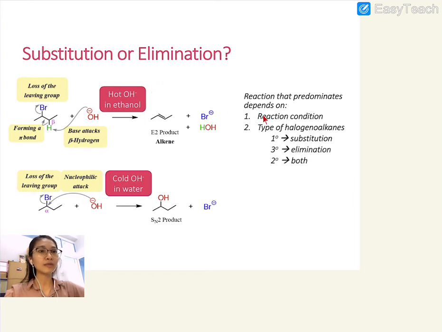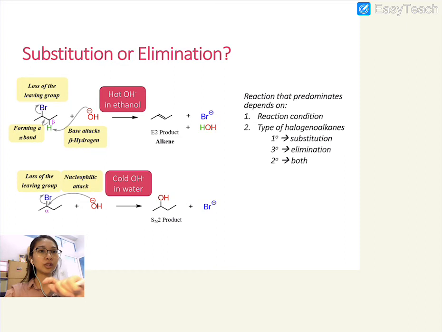So first, if we use high temperature, and our base is dissolved in or uses ethanol as our solvent, then elimination reaction will be favored. We will get the alkene product. But if we use cold OH minus in water solvent, we will get our substitution product. In this case, with the OH minus, we will get an alcohol. So that will be the first factor.